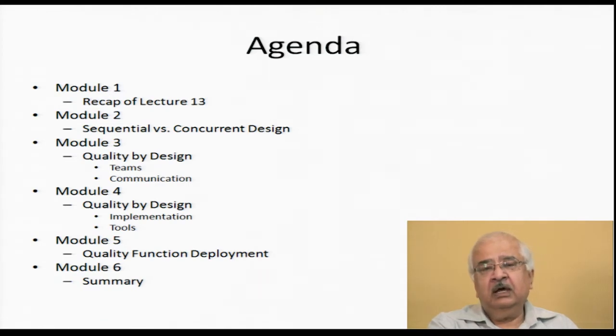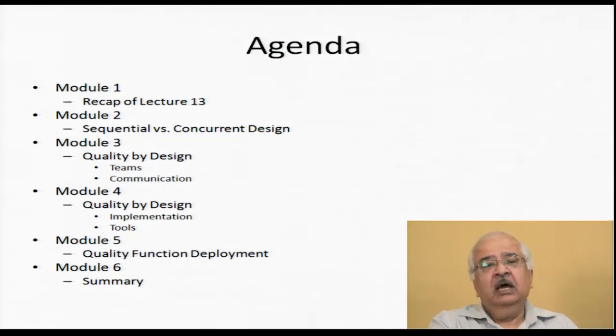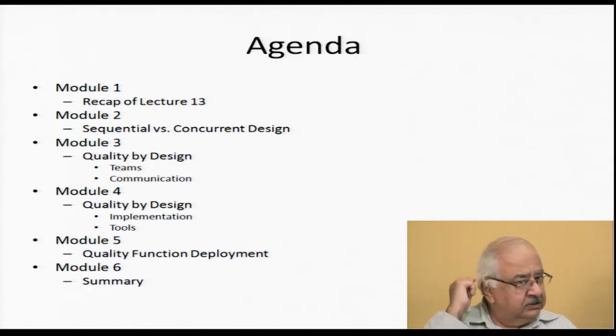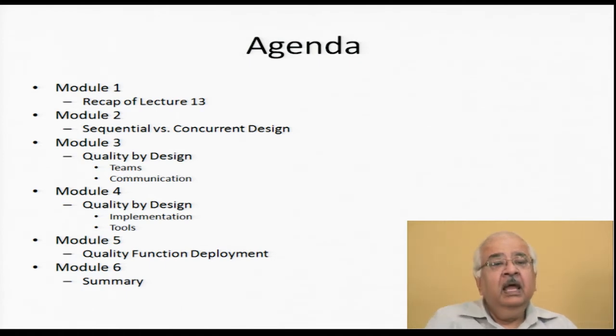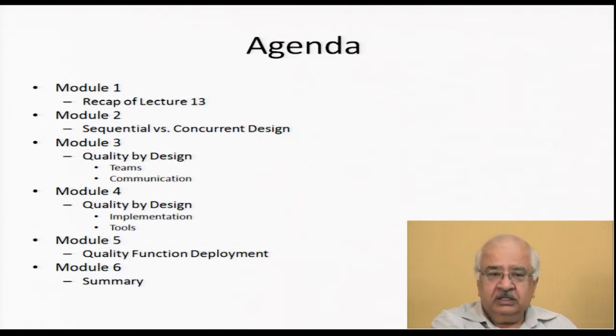As you see, we will begin with a brief recap of lecture 13, following which we will have a discussion on sequential versus concurrent design, which is very relevant to this whole business of quality by design. Then in modules 3 and 4, we will cover 4 aspects of quality by design, where we will cover things like teams, communication, implementation, and some of the tools that are used. In module 5, we will talk briefly about quality function deployment, and then we will summarize what we have been discussing in module 6. So let's get started.